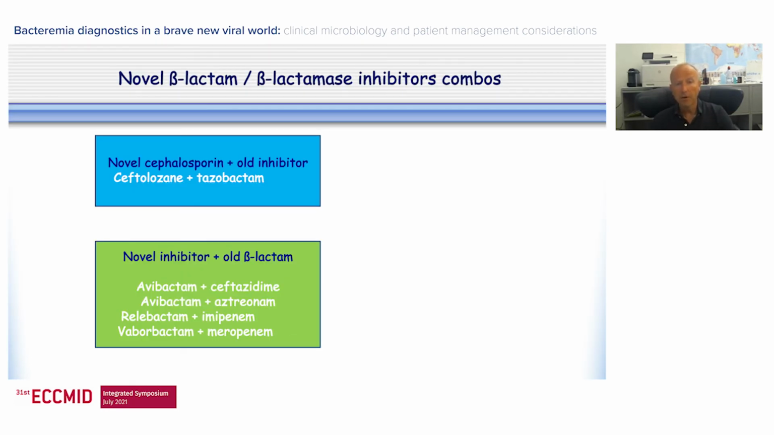Recently, there have been some novel drug alternatives with beta-lactam, beta-lactamase inhibitors combo being released for many of them. There is here this possibility to use a novel cephalosporin together with an old inhibitor, ceftolozane-tazobactam, or on the opposite, a novel inhibitor combined with an old beta-lactam, and they are listed here, cefta-avi, for instance, imipenem-relebactam. So thanks to these combinations, we have possibility, for instance, here, ceftotazo, to treat infections caused by ESBL producers and the Pseudomonas aeruginosa.